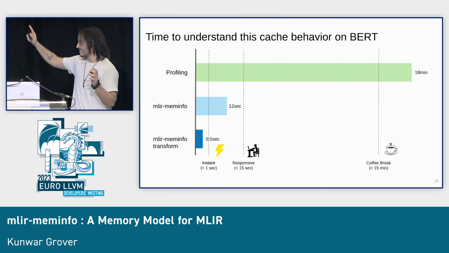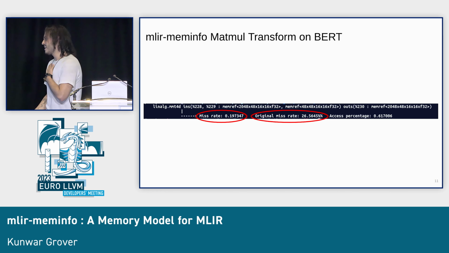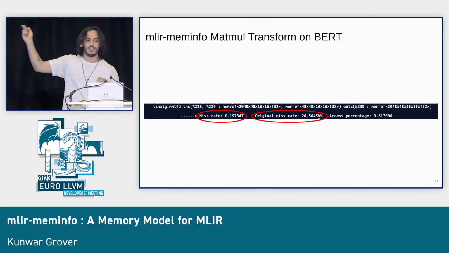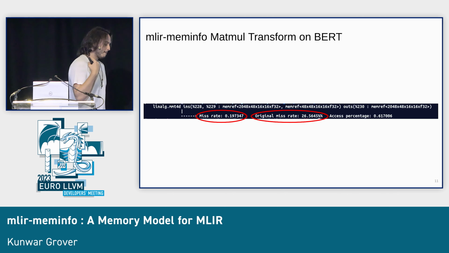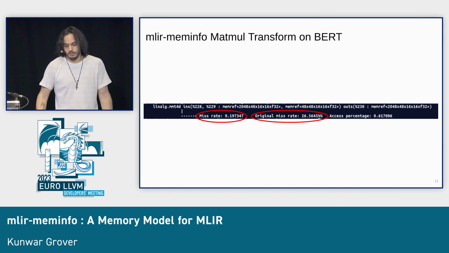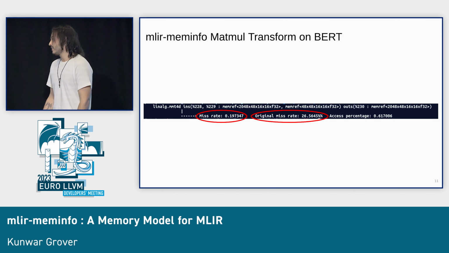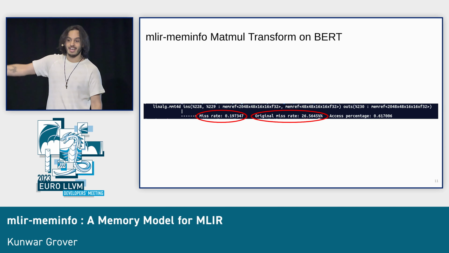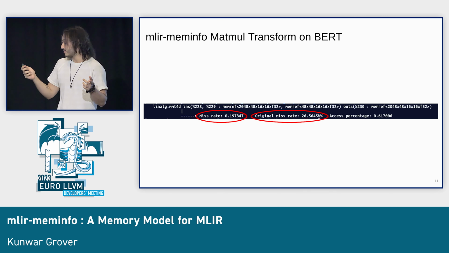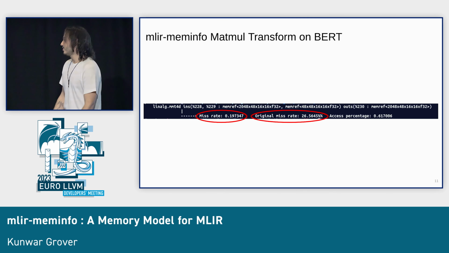So this is how the output looks if you do a transform. It tells you the original miss rate, which was 26.5%, and the access percentage. And it tells you the new miss rate, which is now 0.19%. So I can prove it on networks like BERT or some other network that my miss rate actually improves, and I do it in 500 milliseconds, which is great. So now I invite Arjun to talk about our algorithmic foundations.